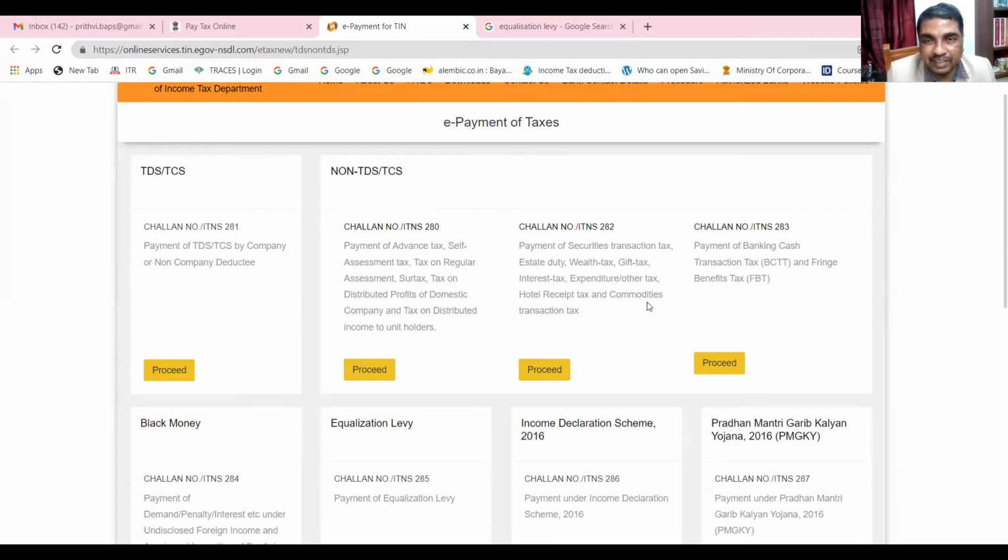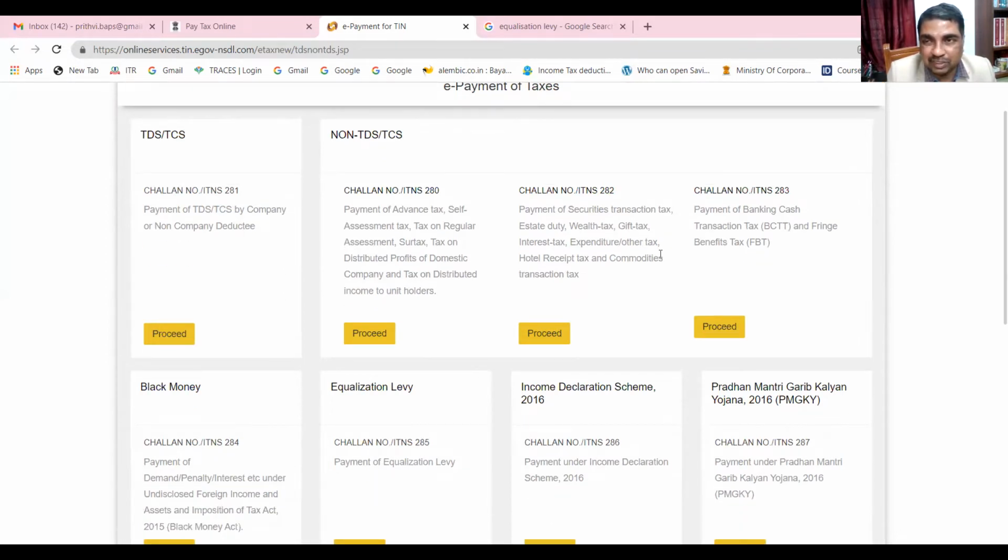Similarly, challan number 280, security transaction tax, wealth tax, gift tax, expenditure tax. You see, wealth tax and gift taxes are not there anymore. You might be wondering then why this link is there. There might be some old case which is still going on, and let us say authorities have given direction to pay that tax. Then how can he pay? He can pay through this challan. Then challan for banking cash transaction tax and fringe benefit tax. So these are various things.